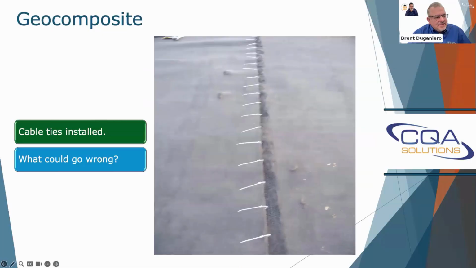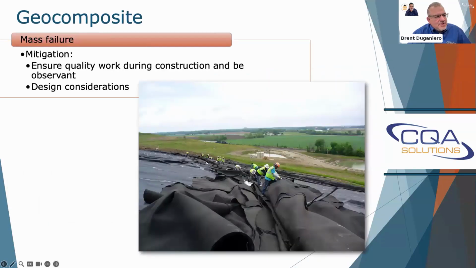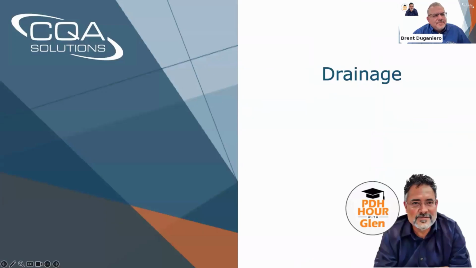With the geocomposite cable ties, what could go wrong with the cable ties? Well, we've been on a project and we've seen, because of the heat, that the cable ties expanded and the buckle came loose. And we've seen some mass failures because of that. So luckily nobody was on the slope when everything came down, but it could have been much worse. So making sure the proper design considerations are being used. And make sure that we're doing everything, quality work during the construction.